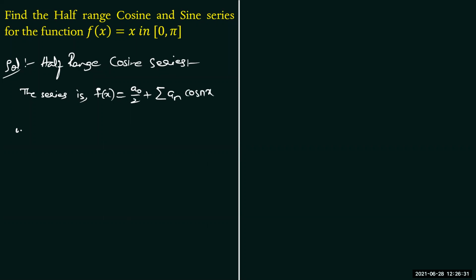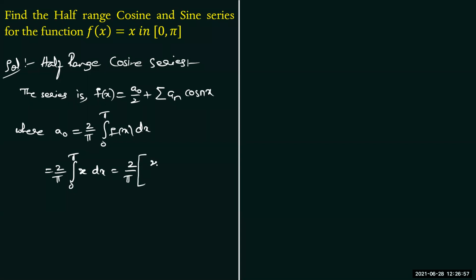Right. So let me calculate a naught and a n here, where a naught is equals to 2 by pi into integration from 0 to pi f x dx. Right. So then let us substitute it. It is equals to 2 by pi into integration from 0 to pi. See, the function what you are given is x, right? So I'm just substituting that x into dx.